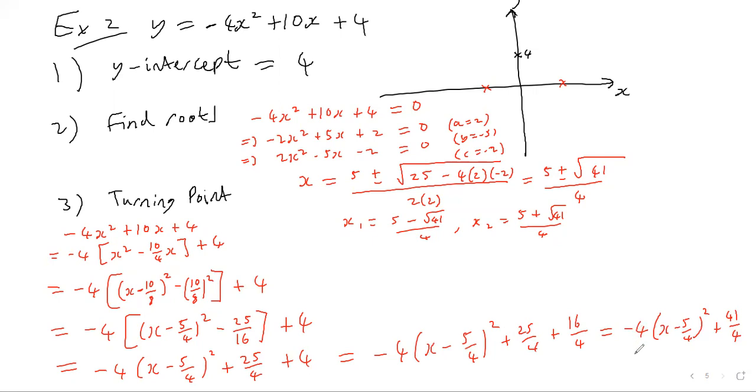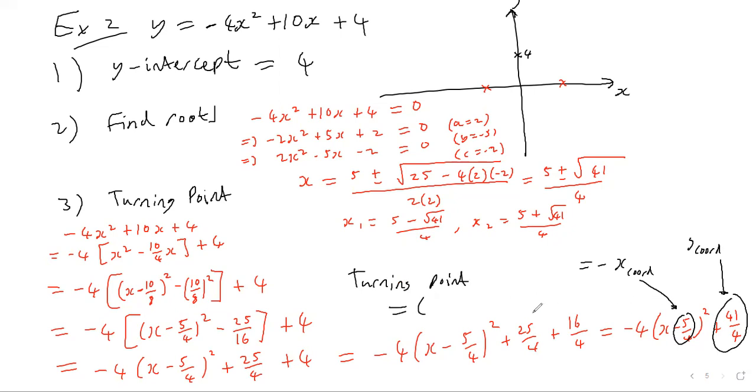And so what we can say then is that the turning point has an x coordinate of the negative of this. So this is equal to the negative of the x coordinate. And our y coordinate of our turning point is going to be this. So this is our y coordinate. So we know that the turning point is going to be negative 5 over 4, so 5 over 4, and positive 41 over 4. So yeah, we get that.